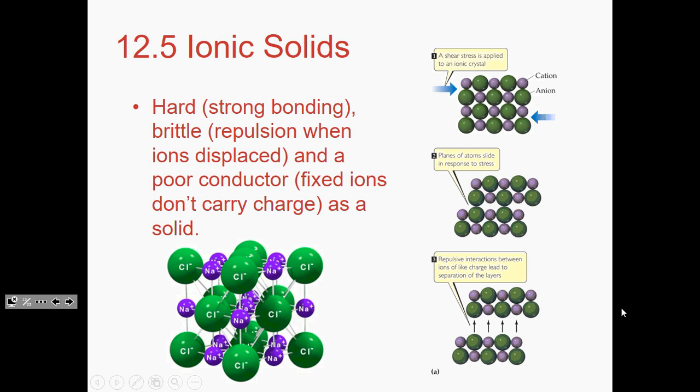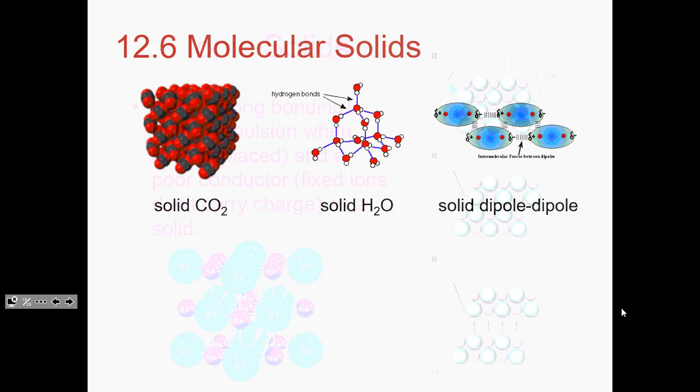They're also, because of the strong bonding and the lack of movement of charge throughout the structure, poor conductors of electricity, and that's because the fixed ions don't carry a charge as a solid. Now remember, if we dissolve this in water, now we have moving charges, or if we melt it as a liquid, we have moving charges. So ionic solids are electrolytes. In their aqueous or in their molten state, they do carry a charge, or they are conductors.